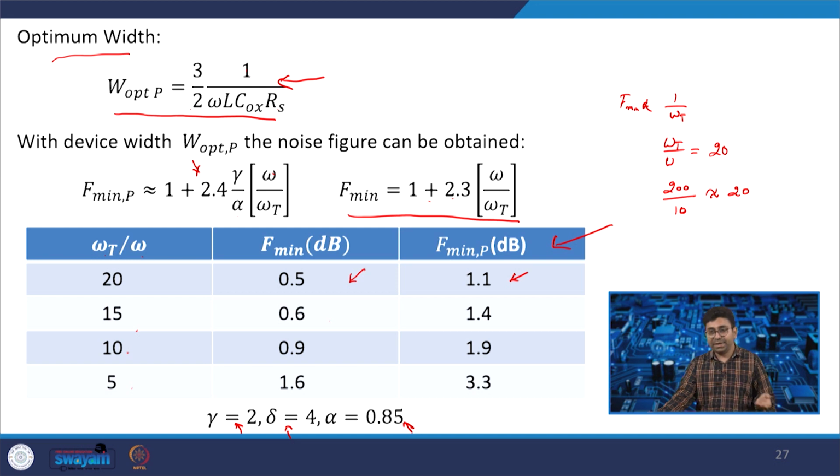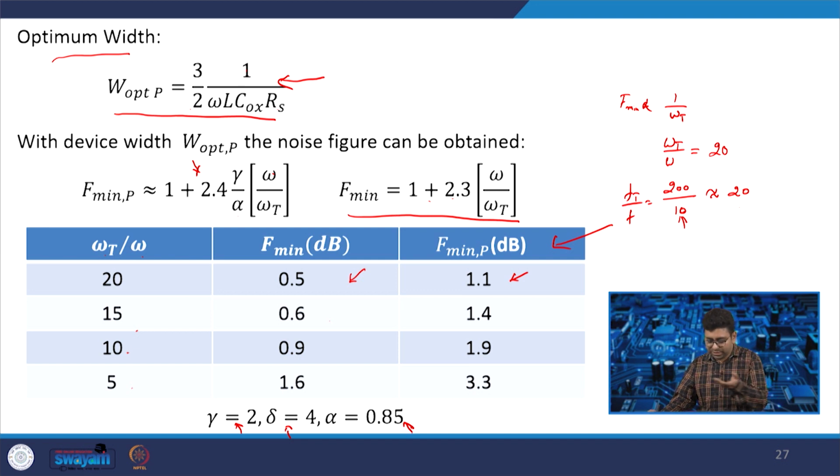So, if your Ft is 200 gigahertz and your desired frequency is f naught, omega t by omega we can also write as Ft by f, both are the same because the 2 pi will cancel out. So, Ft by f is equal to 200 by 10. At the desired frequency of 10 gigahertz, you will get a minimum noise figure of 0.5 dB. So, you cannot get less than this noise figure. If you consider the power match, then your noise figure is 1.1 dB.